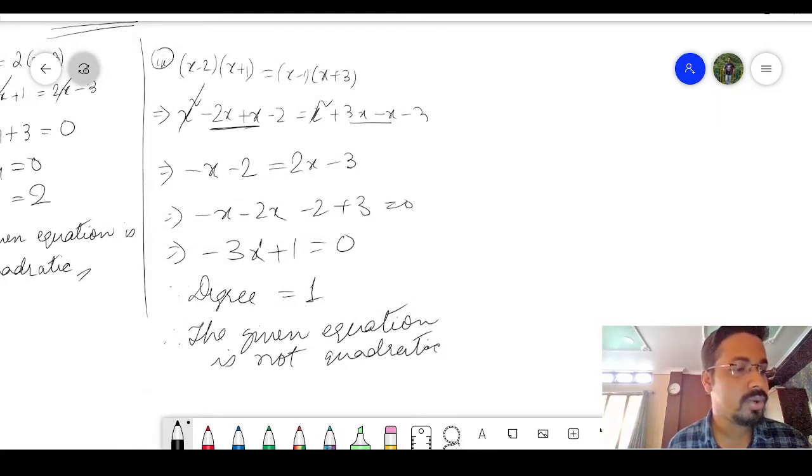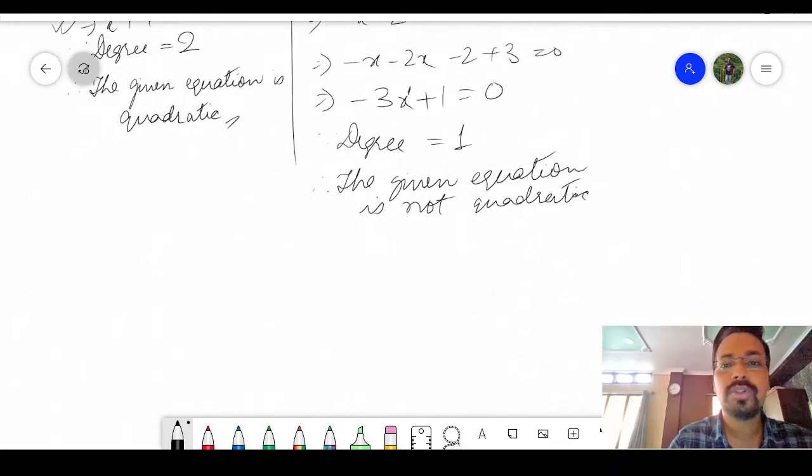So likewise you can go ahead and do some of the sums. What you need to do basically is, whatever equation is given, try to solve it, get it into a standard form. You simplify it, bring all the terms to one side, and you find the standard form of the equation. Once you find the standard form, see what is the highest power. If the highest power is 2, then it is going to be a quadratic equation. If the highest power is not 2, then it will not be a quadratic equation. As simple as that. Okay, so let's move on to question number 2.